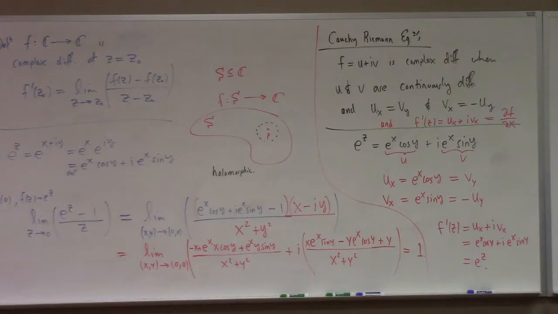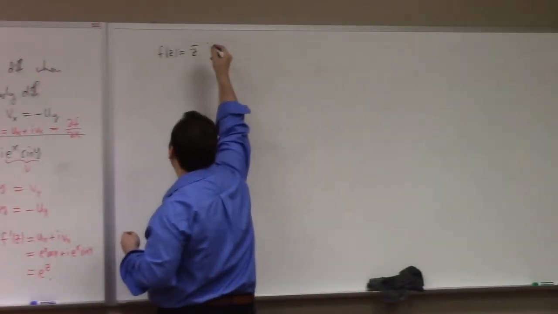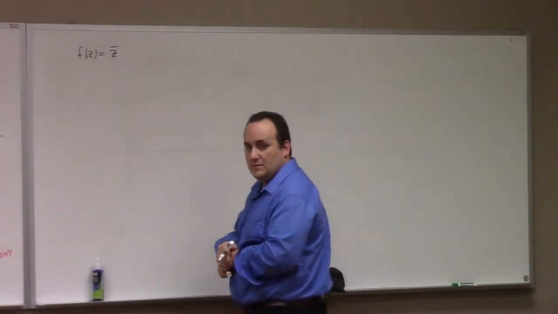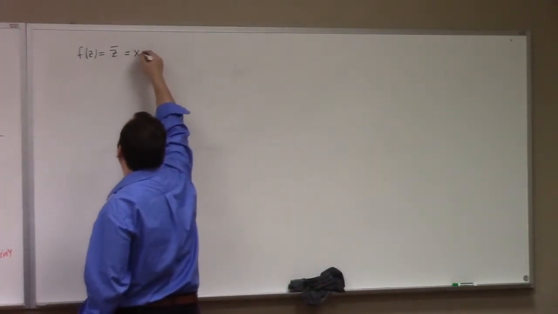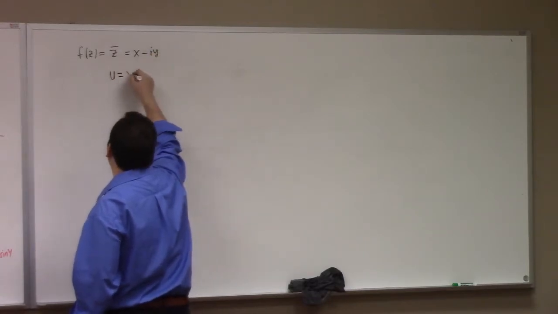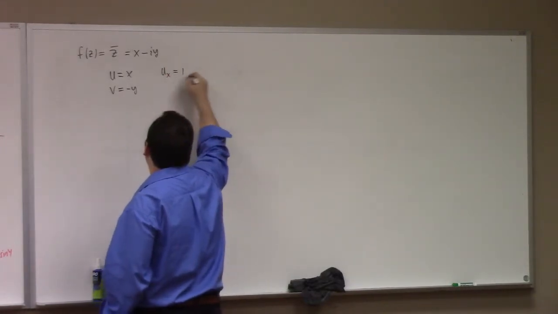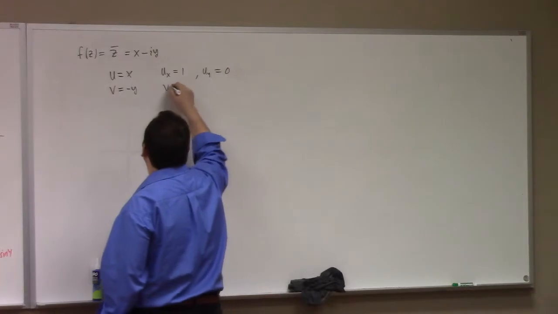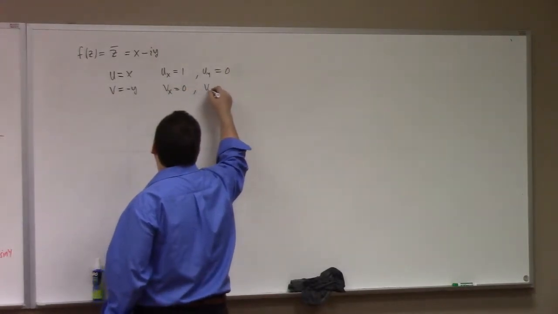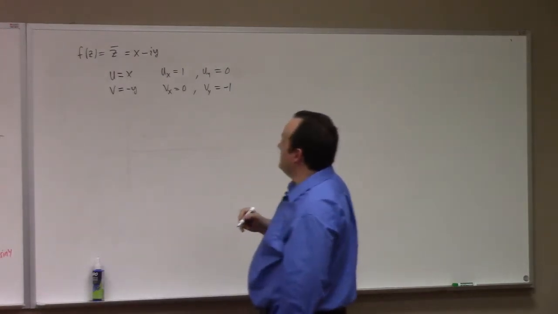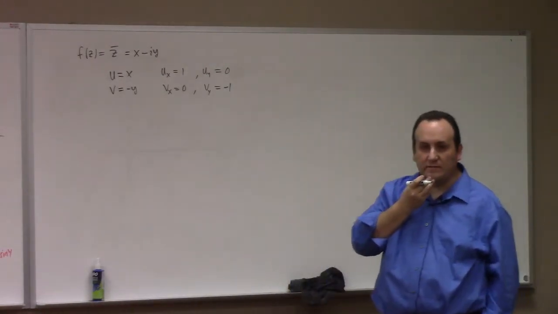Is there a go-to function that is typically used in examples to show something that's not complex differentiable? Oh yes. My go-to example would be f of z equals 2z bar. This is not complex differentiable because you've got x minus iy, so u equals x and v equals minus y. So here we get ux equals 1, uy equals 0, vx equals 0, vy is minus 1. And 1 is not equal to minus 1.